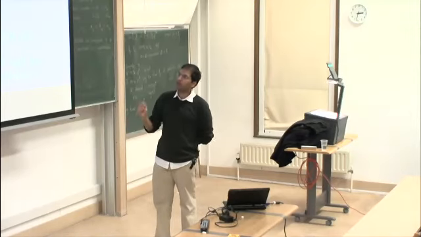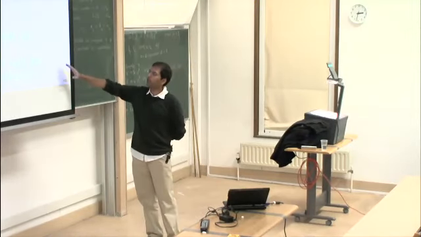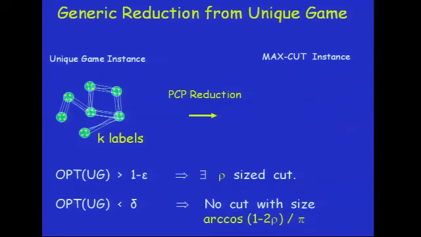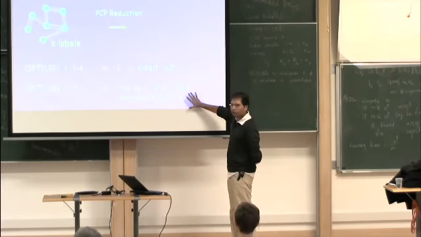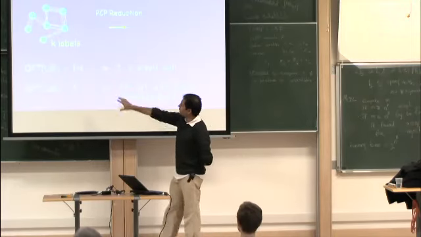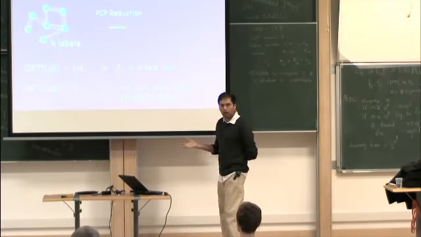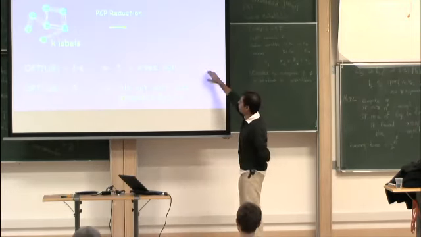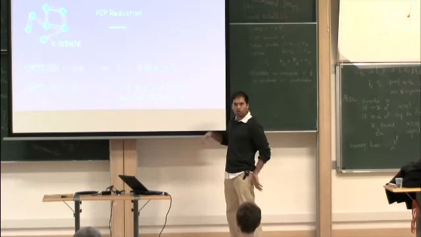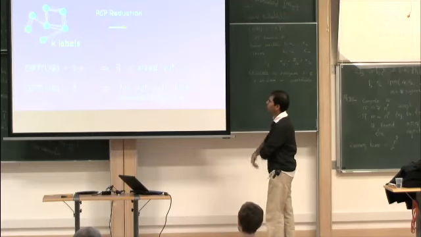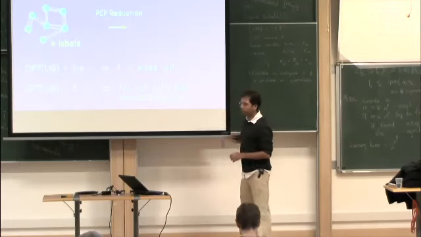And if the unique games instance is highly unsatisfiable, then there will not be any cut that is larger than arccos(1 minus 2 rho) over pi. This number actually happens to be significantly less than rho. So just take my word for this. Either there is a large cut or all cuts are small. Okay. And since distinguishing between these two cases is supposed to be NP-hard by the conjecture, it implies that distinguishing whether there is a cut of size rho or no cut of size larger than this is also hard. Right? So max cut is hard to approximate within a factor which is the ratio between these two numbers.